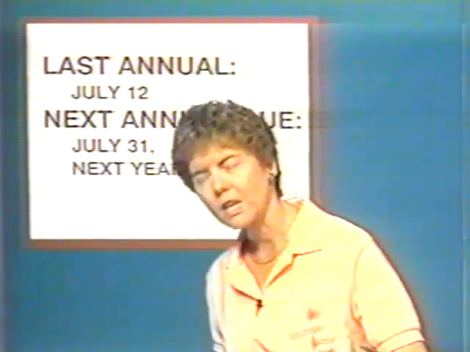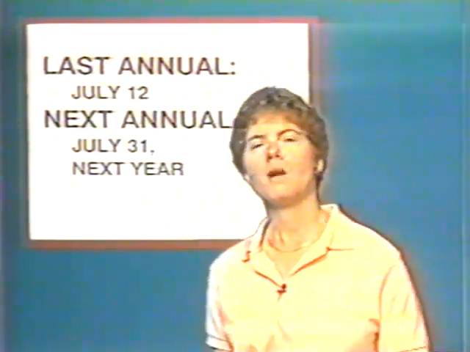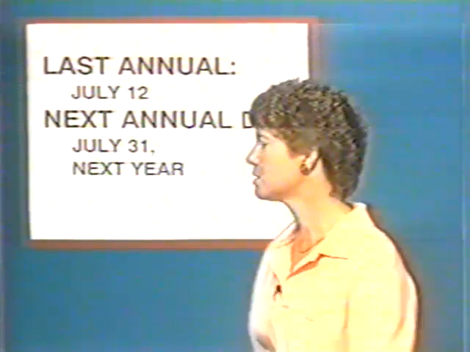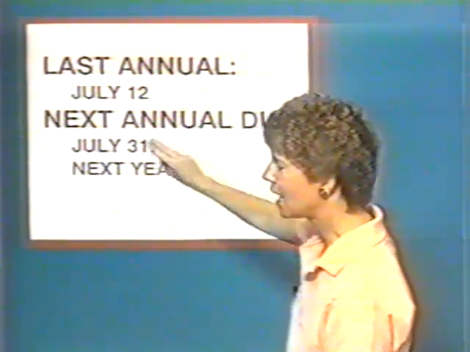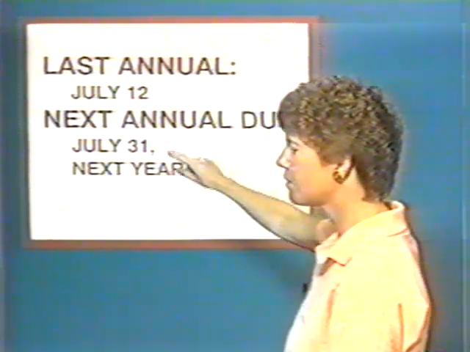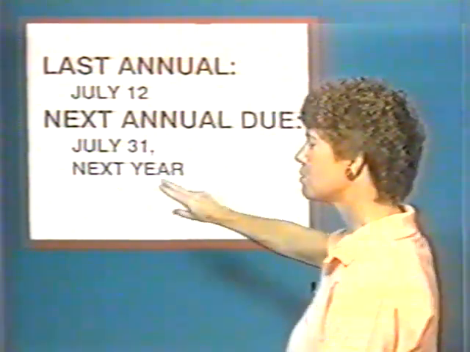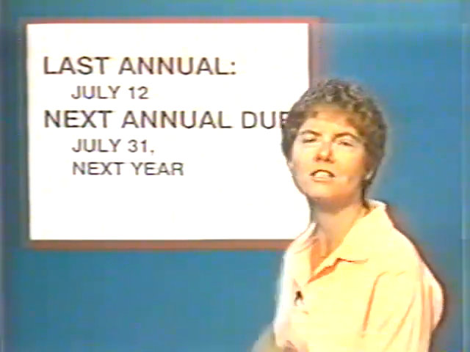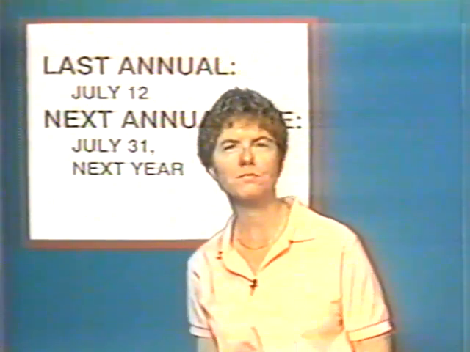It expires on the last day of the month, and it expires how many months later? 12 months later. So it expires on the last day of July, July 31st, the next year, which is 12 months later. That's when the next annual is going to be due.